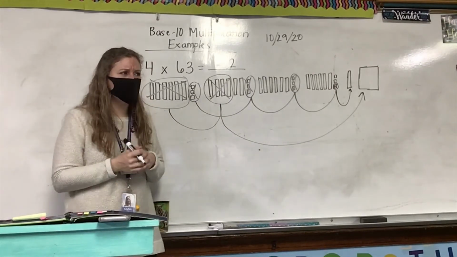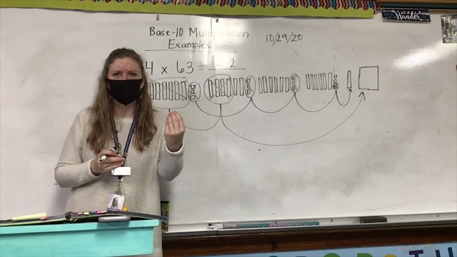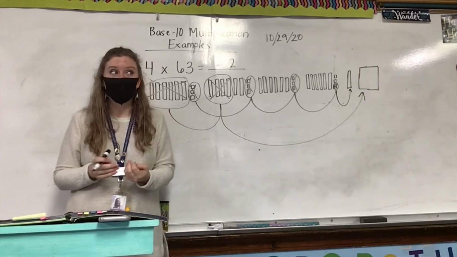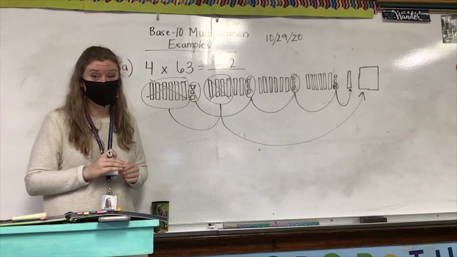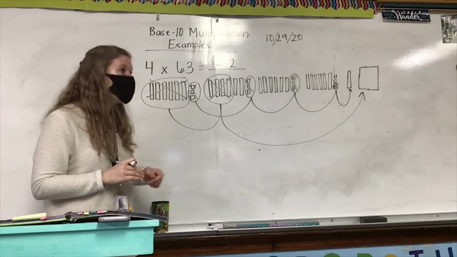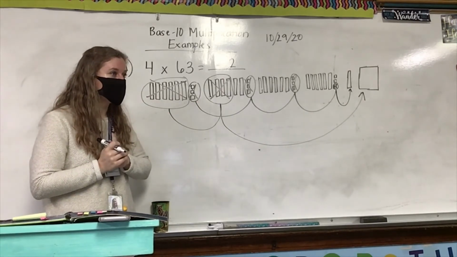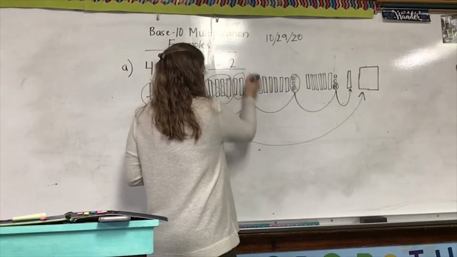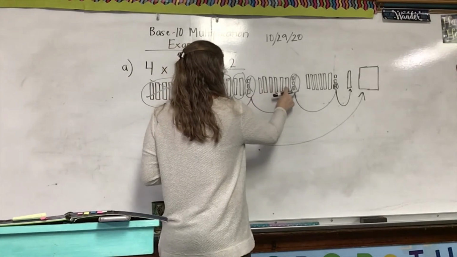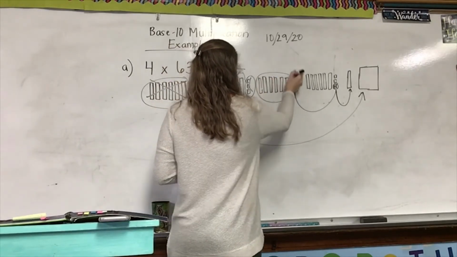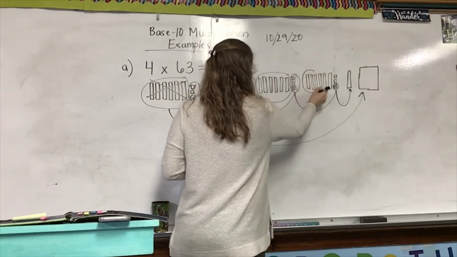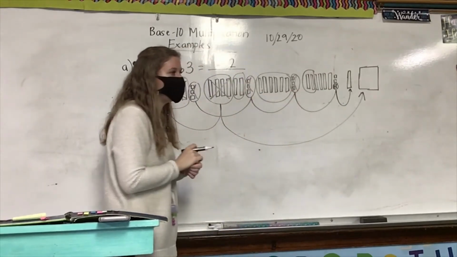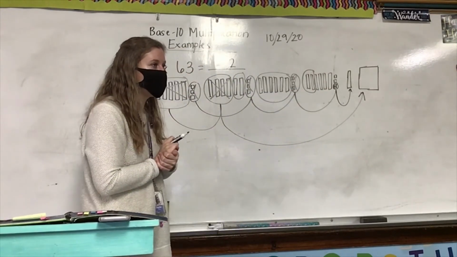In addition and subtraction, did we ever have to regroup in one place more than once? No, but in multiplication, sometimes you do. So, how many do I take? 10. 1, 2, 3, 4, 5, 6, 7, 8, 9, 10. And I turn those 10 rods into another 100.